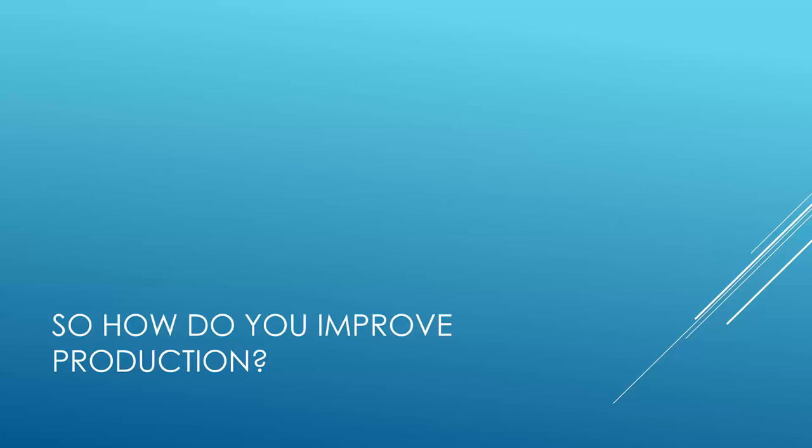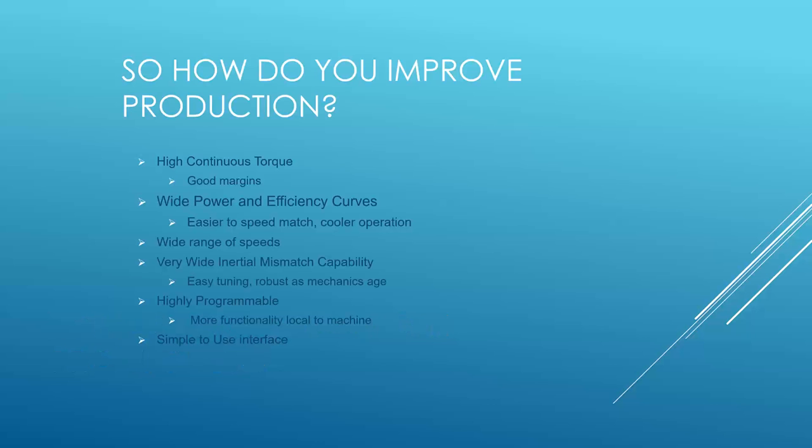resolver. So how do you improve production? Well, good continuous torque. That gives you good margins. You don't want to be at the edge of your capabilities, so as machines get a little gunked, they're starting to fail. So good margins, wide power and efficiency curves. Easy to match the speed to the application, you also get cooler operation, which turns into long life. Cover a wide range of speeds. There's some of the applications we get into, like pumping, where low speed and high stiction environments is actually fairly difficult, and we do it very well.